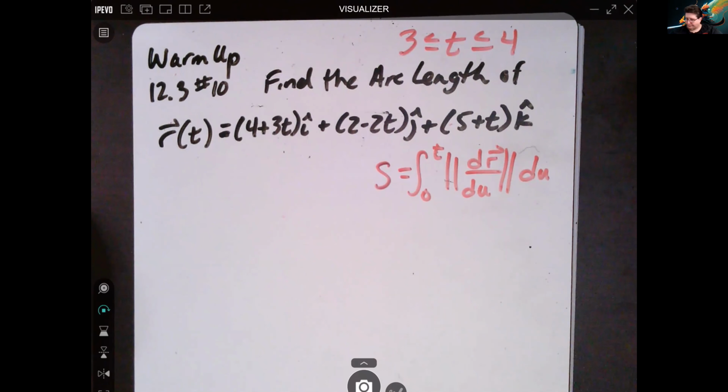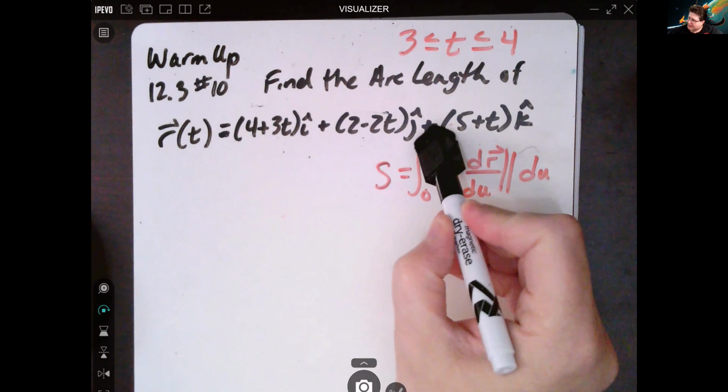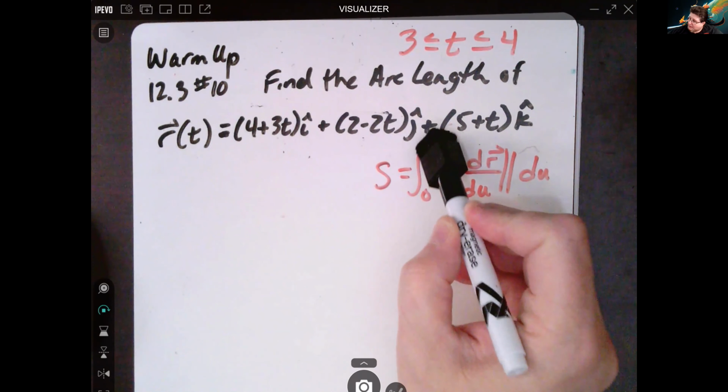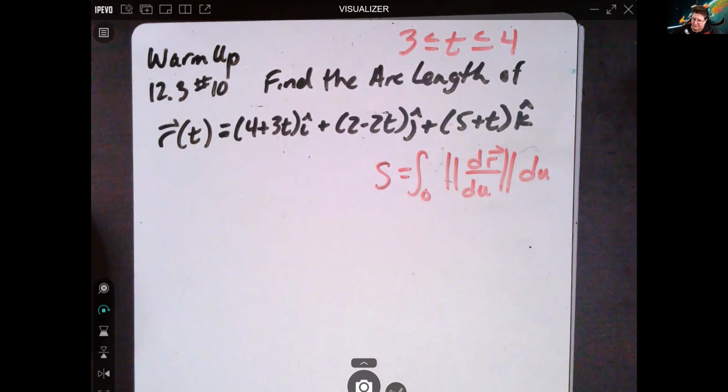Well, arc length in general is that. I mean, I should say, since we have T is. Now let's do it in terms of T, and then we'll add in 3 to 4.